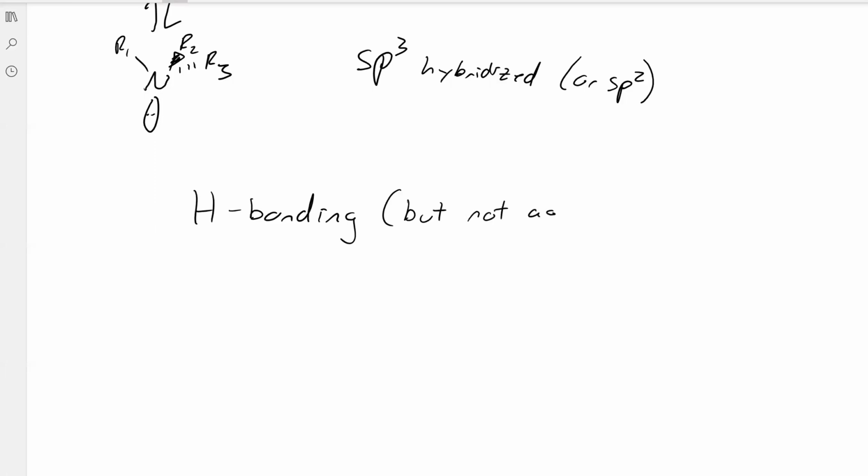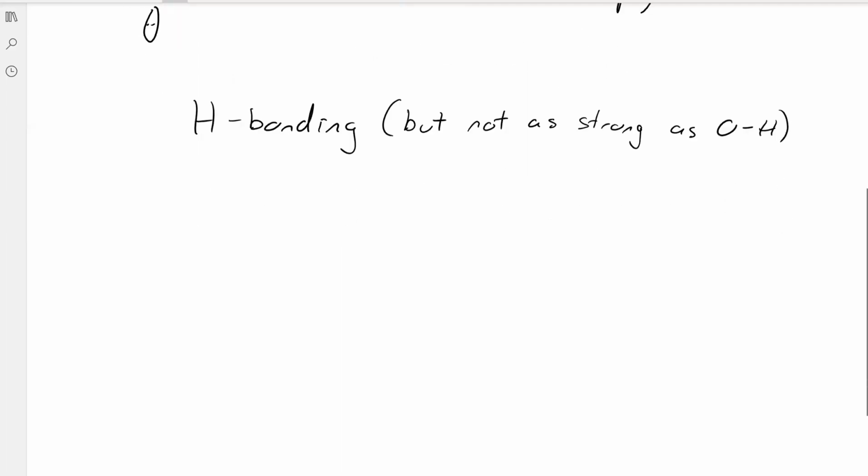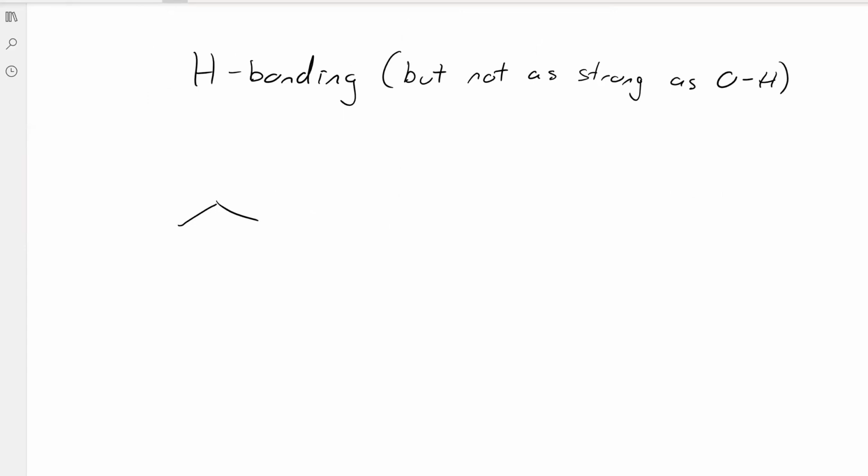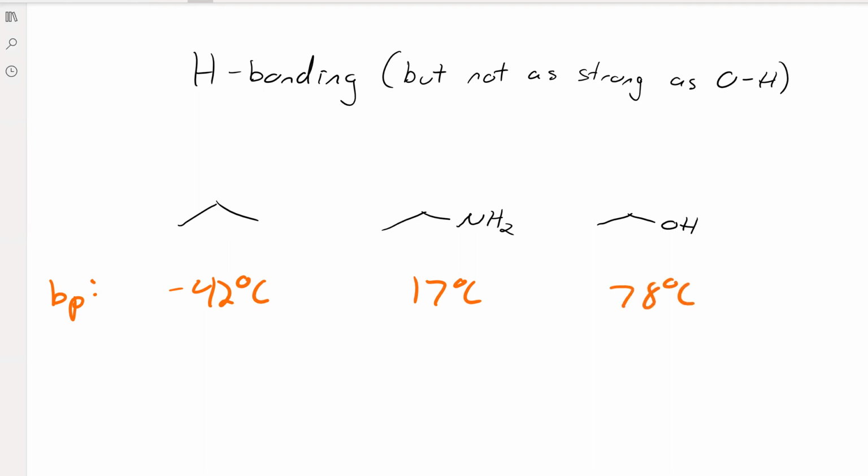But it's not as strong as an OH hydrogen bond, right? Oxygen is more electronegative, so it's just not as good. So for example, if you look at the boiling point of propane, ethylamine, and ethanol, it goes about where you expect, right? Propane gas, that's what you use in a grill, has a very low boiling point. Ethylamine, much higher than the propane, but not as high as ethanol, which is all the way up at 78 degrees Celsius.